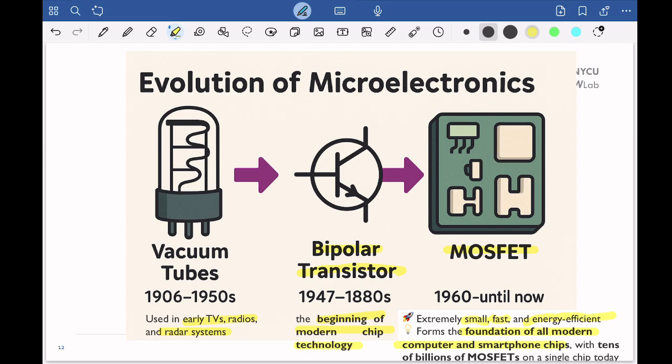We now have tens of billions of MOSFETs on a single chip today. But it doesn't mean that we don't use the bipolar transistor anymore. We still use it for certain applications. We still need the bipolar transistor, but now the majority we use is the MOSFET. And among very specific applications, we still need the bipolar transistor.